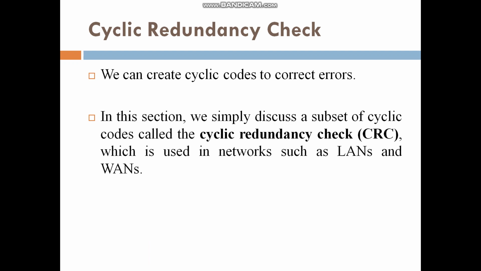Normally, the CRC code is applied on the data link layer of the OSI model in data communication and networking. We can create cyclic codes to correct errors. Some cyclic codes are used only for detection, and some are used for correction also. CRC, cyclic redundancy check, is normally only a detection code that can detect errors.